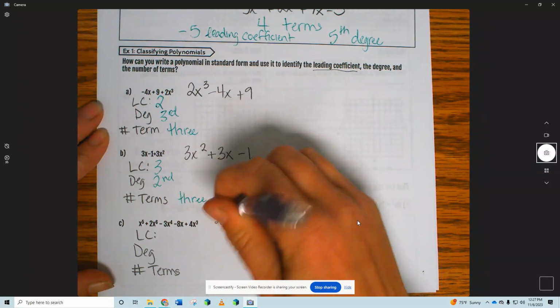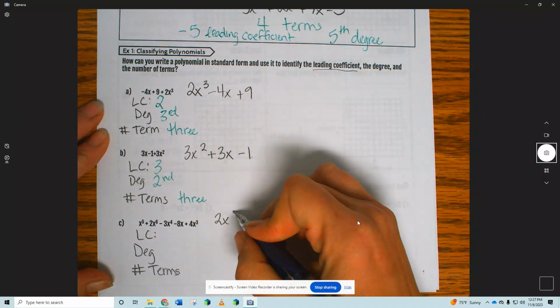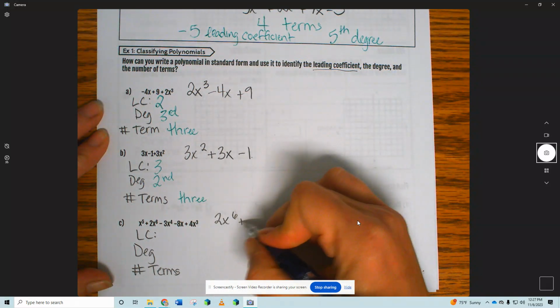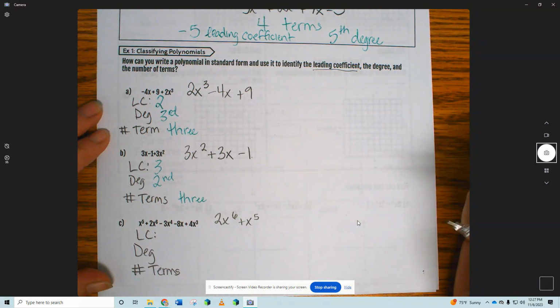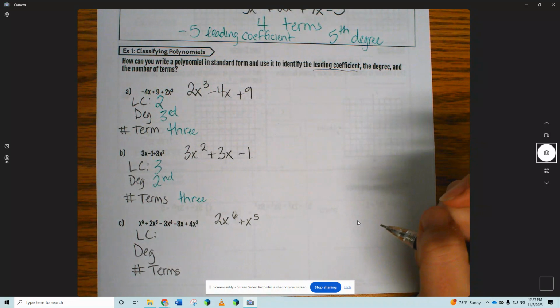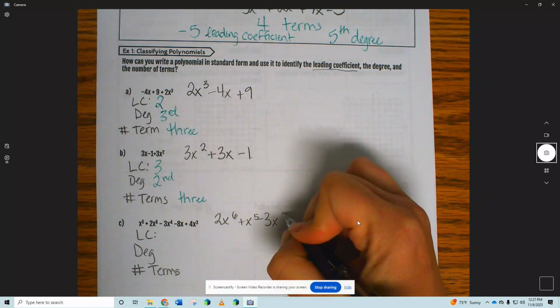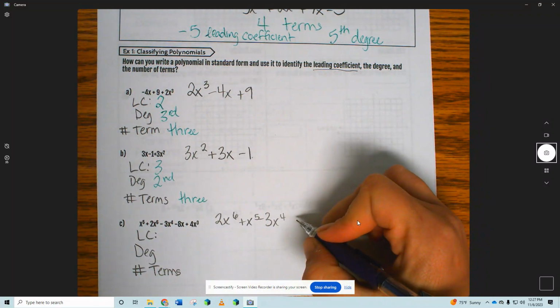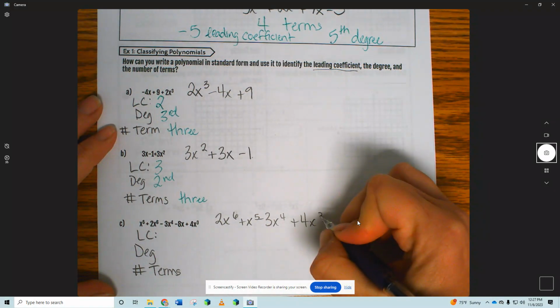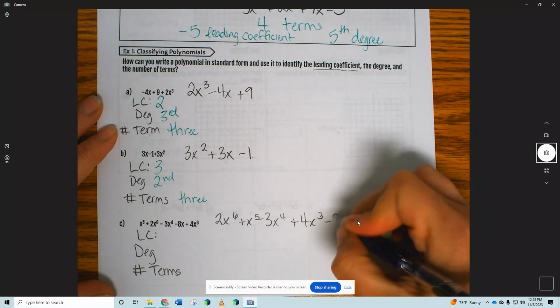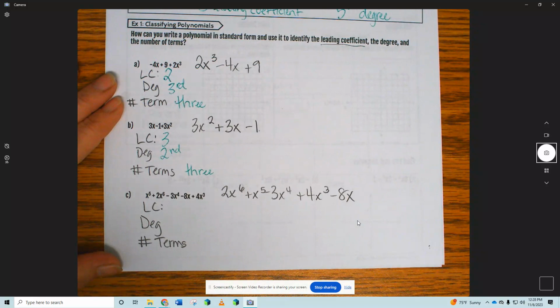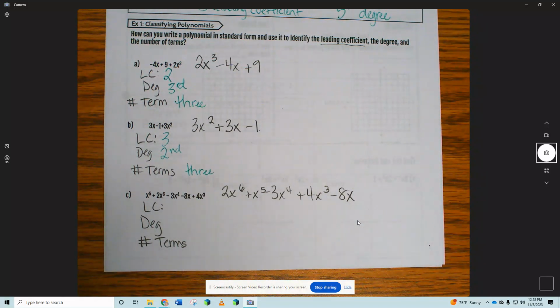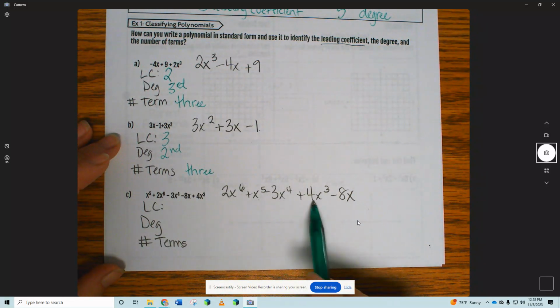Oh, 2x to the 6th plus x to the 5th. Tell me the rest out loud. Then minus 8x. Okay. Wow. This has a lot of terms, guys. 1, 2, 3, 4, 5.